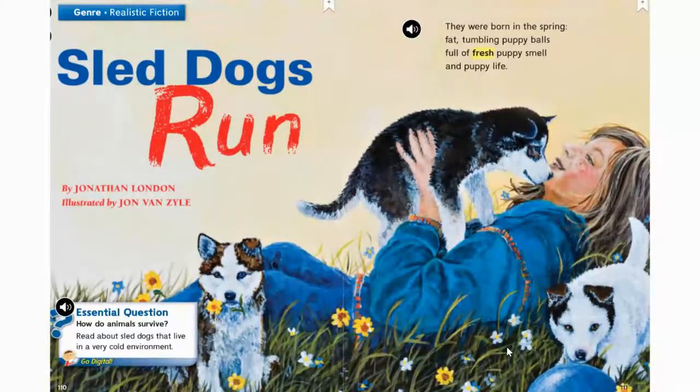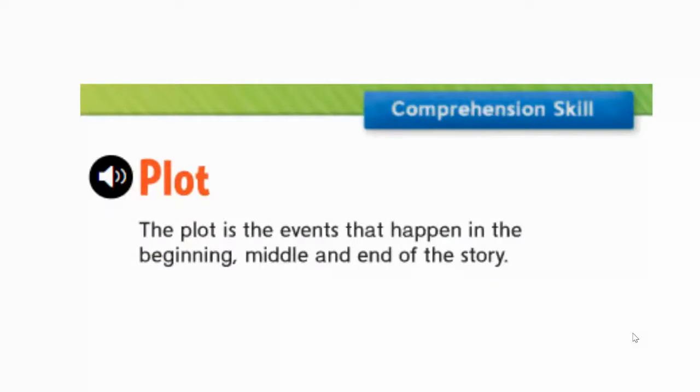So today I said we were going to look at this book again and talk about beginning, middle, and end, our comprehension skill of the week. When I talk about the beginning, middle, and end of a story, I'm talking about the plot.